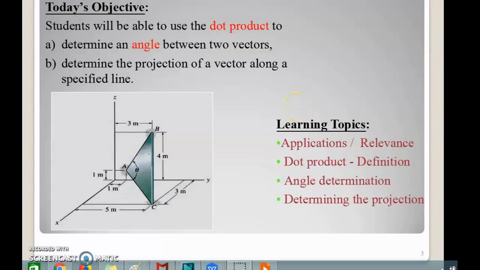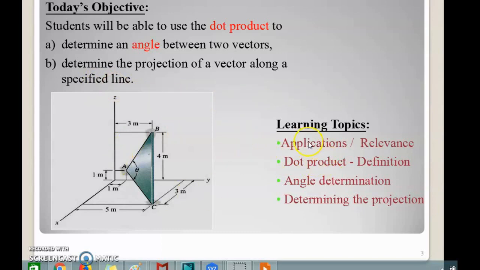Before this, we learned about problems that involve only one Cartesian vector, whether it is for force or distance, the one that we call the position vector. Still remember? So now, what if there is more than one Cartesian vector of force? How do we determine the angle between those force vectors and how do we determine the projection of a vector along a specified line? So here is where the dot product comes in.